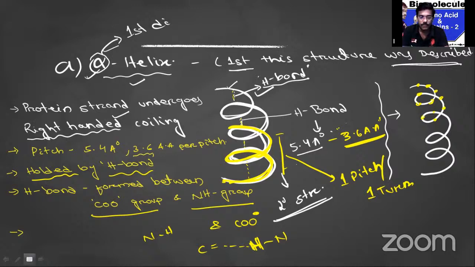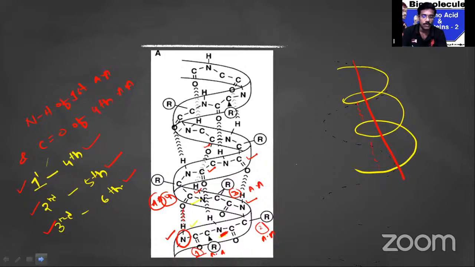Hydrogen bond is formed between the C double bond O and NH group of the different amino acids. And in that part, we have discussed that the first amino acid will be connected with the 4th amino acid by the help of hydrogen bonds. Here there will be NH, and here there will be C double bond O. That we have discussed.